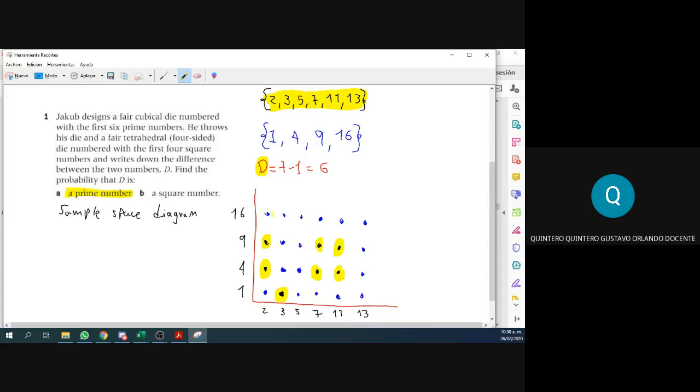16 minus 2, 14. So no. 16 minus 3 is 13. 13 is a prime number. 16 minus 5 is 11, which is a prime number. 16 minus 7, that is 9, right? Not a good one. This is 4, not a good one. And 3, not a good one. I think that is it, right?